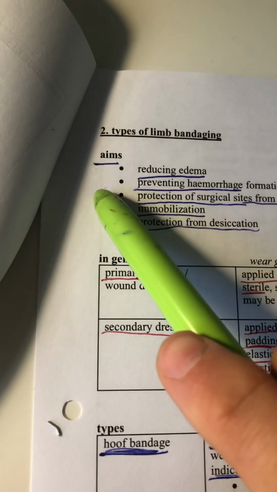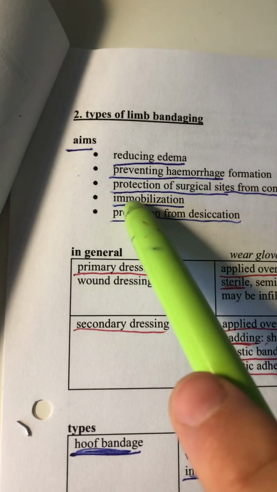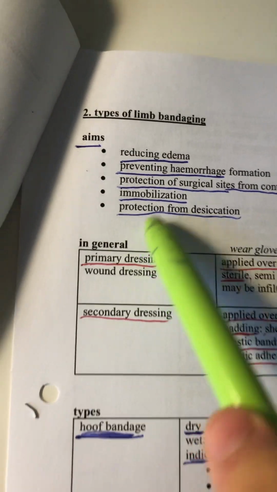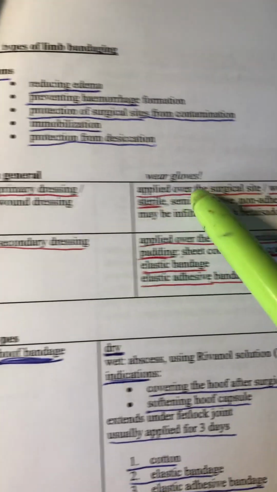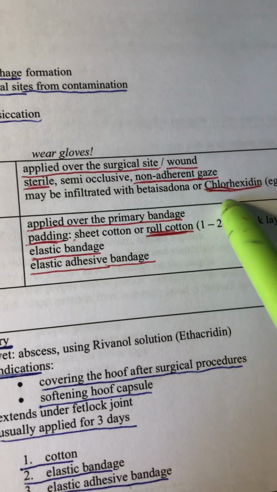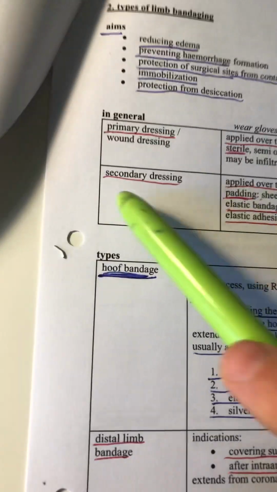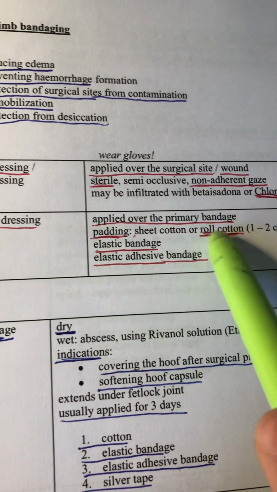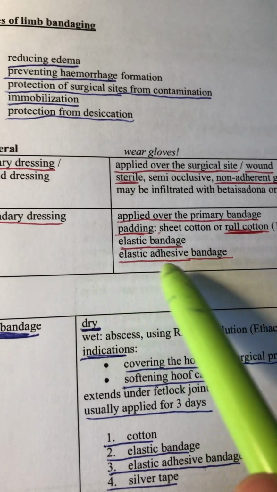So, the types of bandaging. The aim is to reduce edema, prevent hemorrhage, protect the surgical sites from contamination, immobilization, and protect from desiccation. So the primary dressing is applied over the surgical site or wound. It's sterile, non-adhesive gauze, and you can use chlorhexidine. The secondary dressing is applied over the primary bandage. You have padding, roll cotton, elastic bandage, and elastic adhesive tape.